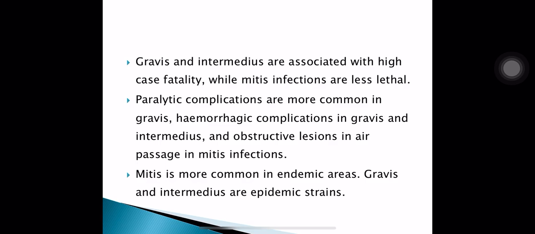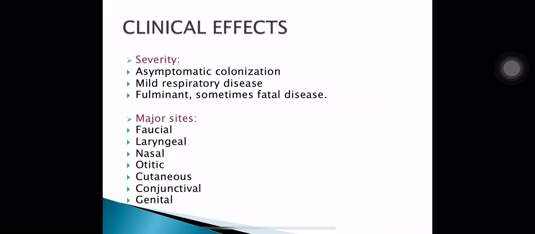Gravis, intermedius and mitis all have different kinds of consequences. Gravis and intermedius are associated with high case fatality, while mitis is less lethal. Paralytic complications are more common in gravis, hemorrhagic complications in gravis and intermedius, and obstructive lesions in mitis. Mitis is more common in the endemic areas, and gravis and intermedius are more epidemic strains.